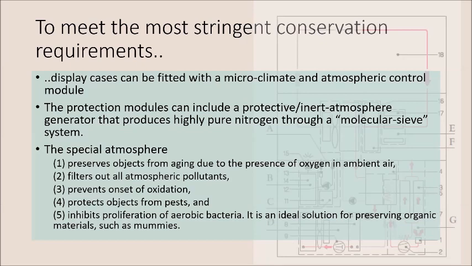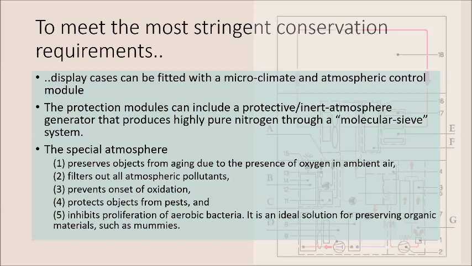And so the special atmosphere, what does it provide to us? It preserves objects from aging due to presence of oxygen in the ambient air. So there's no oxygen, so no oxidation happening. Filters out all atmospheric pollutants, prevents onset of oxidation, because in certain cases it is just the beginning of oxidation that might start a chain reaction kind of thing and accelerate the oxidation further.